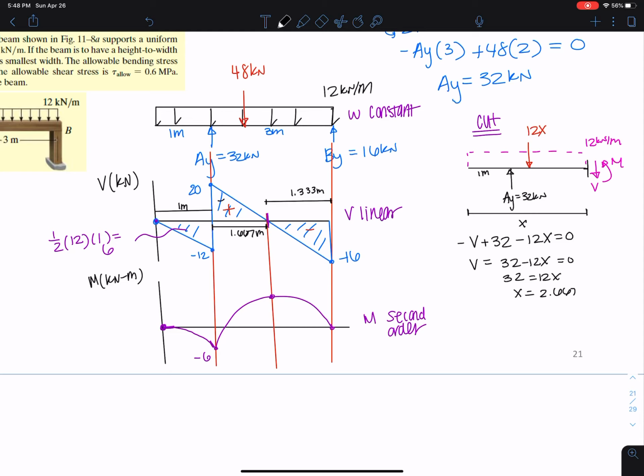write this here. I want the area, so let me put this back in purple. 1/2 times 20 times, oh wait, not 0.5, what am I doing? Times 1.667 is equal to 16.667, which means if I'm at -6, I need to go -6 plus 16.667, and I'm at a value of 10.667. That's how I can get my max moment.